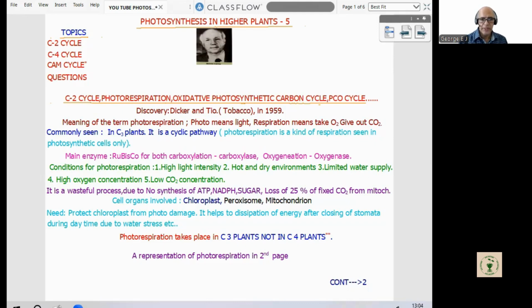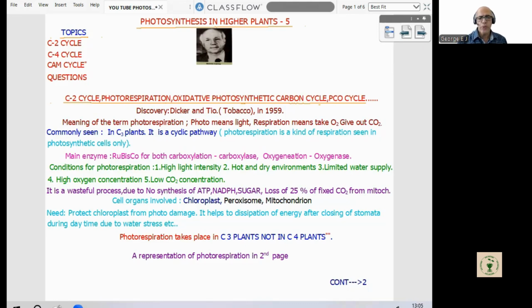Practically, when we think, it is a wasteful process. Why? No synthesis of ATP, no synthesis of NADPH, no synthesis of sugar. Besides this, there is a loss of 25% of the fixed carbon dioxide from mitochondria. So a huge loss of carbon dioxide. Which cell organelles are involved? Mainly 3: chloroplast, peroxisome, mitochondria. Of these, peroxisome, you know, is a microbody. The other 2, chloroplast and mitochondria, are comparatively double membrane organelles.